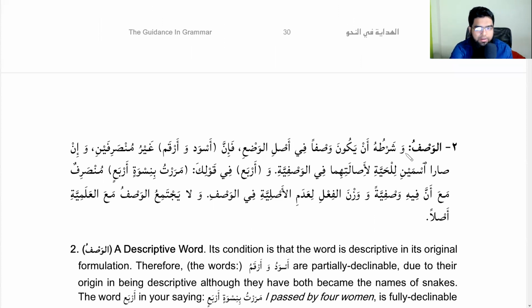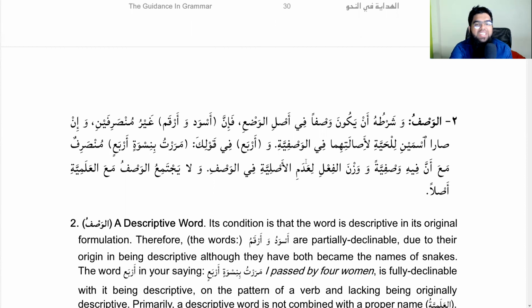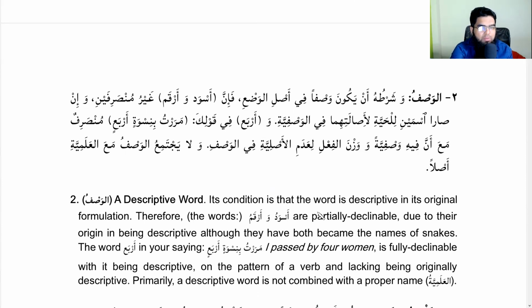وَشَرْطُهُ أَنْ يَكُونَ وَصْفًا. Its condition is that the word is descriptive في أصل الوضع, in its original formulation. Right? Originally, it was formed as a description. What do you mean by original formulation? For example, he says, فَإِنَّ أَسْوَدَ وَأَرْقَمَ غَيْرُ مُنْصَرِفَيْنِ. Therefore, the words aswadu and arqamu are partially declinable. The color black. And what does arqam mean? I don't know what arqam means. It's a name, right? Arqam. Darul Arqam.